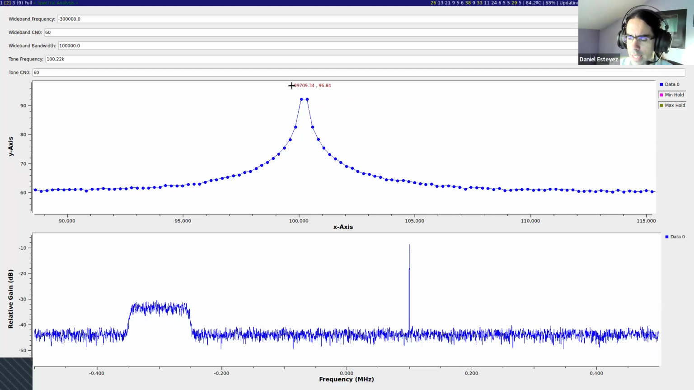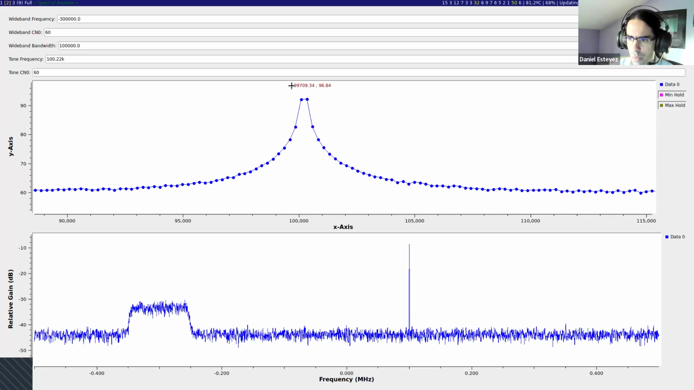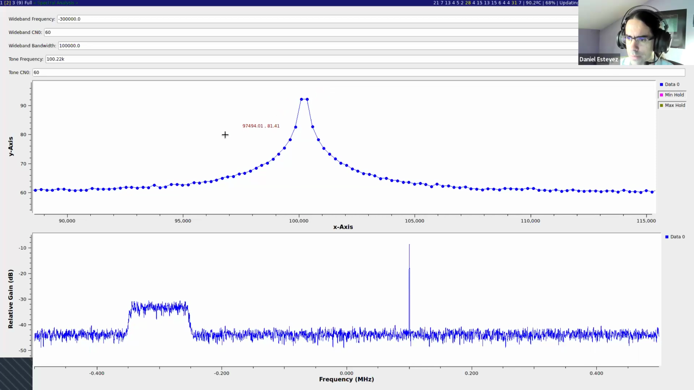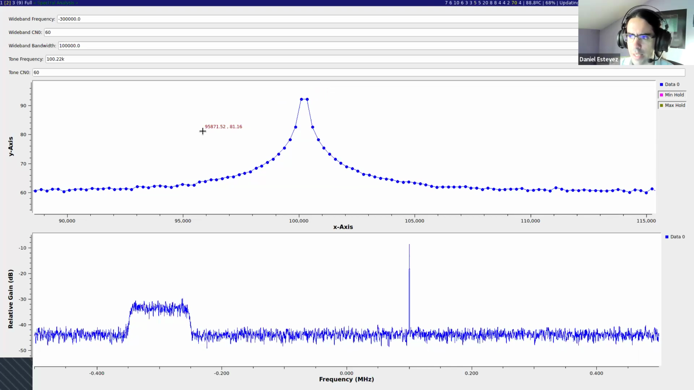So that is the deal about FFT windows and why they exist, why you might want to choose one instead of the other one. And that is basically all I had today.